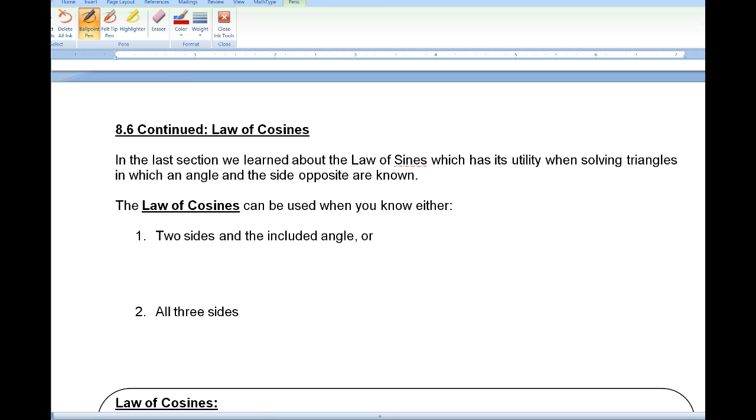So we had law of sines yesterday. Remember law of sines? Why did we need to use law of sines? Henry? Because it was the opposite of hypotenuse that we knew.